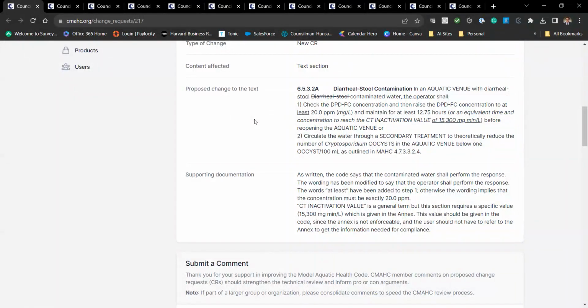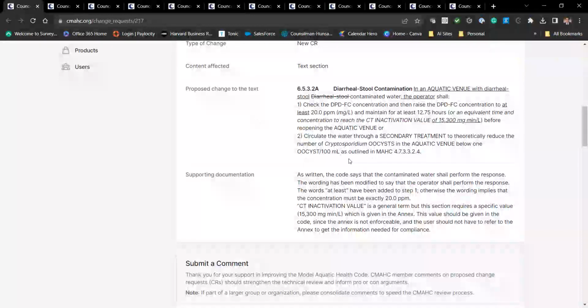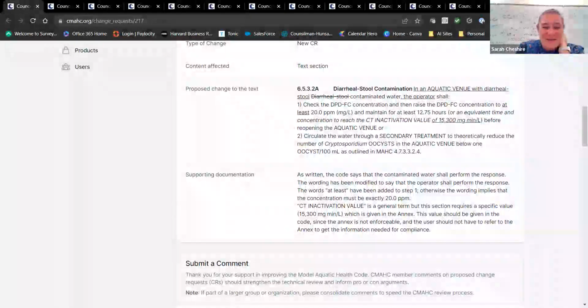If I read it right before, did it say diarrheal stool contaminated water shall? Yeah. I mean, if that's what it really said, that's hilarious. Yeah. So we need an actor. The operator shall. All right. I like that. Any other conversation or thoughts on this one? Okay. Anybody that does not support it? Looks like we're all in support, so we're going to call this one supported.